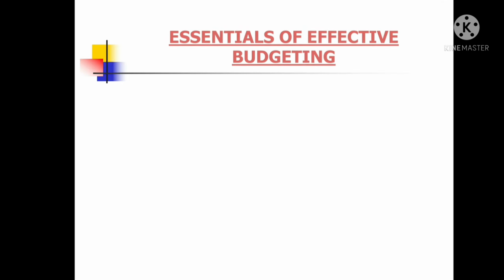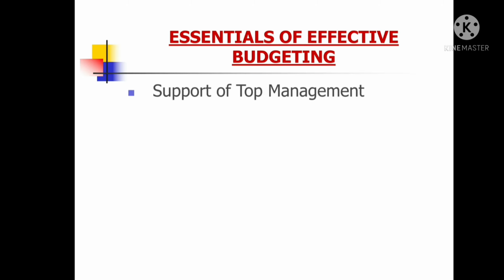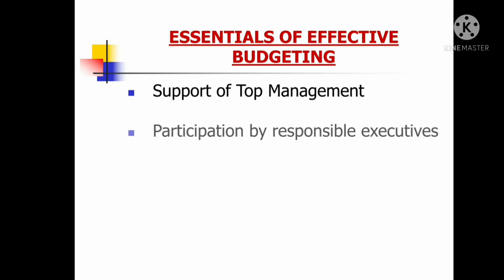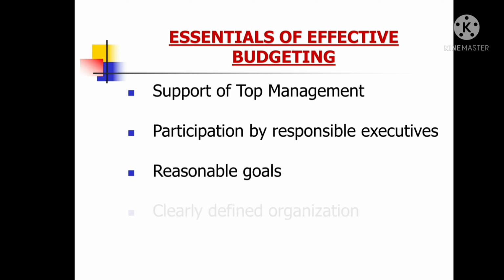I think it's clear. Then essentials of effective budgeting. What are the basic essentials? Without that the budgeting should not be prepared. Support of top management is very essential. Participation by the responsible executives of each department is important. Then reasonable goal should be there. Then clearly defined organization.